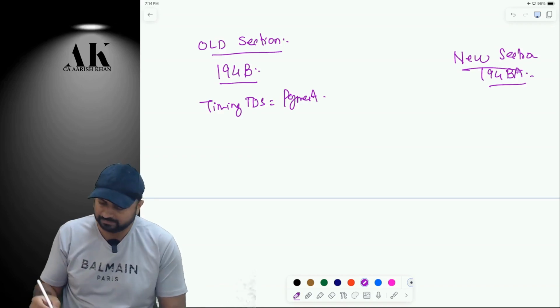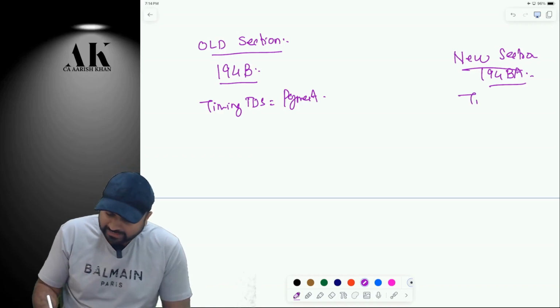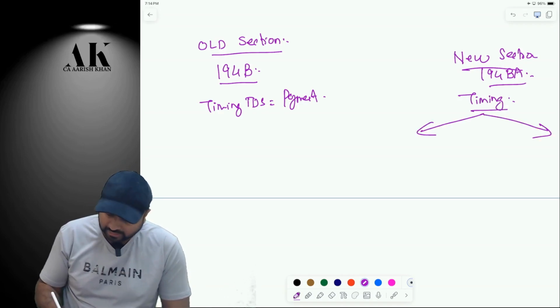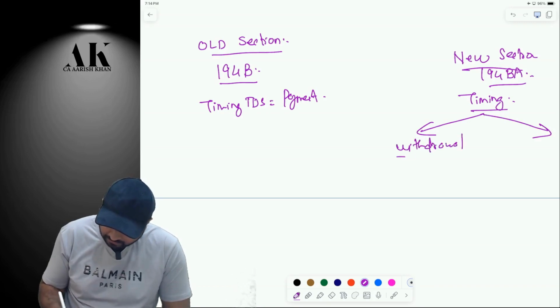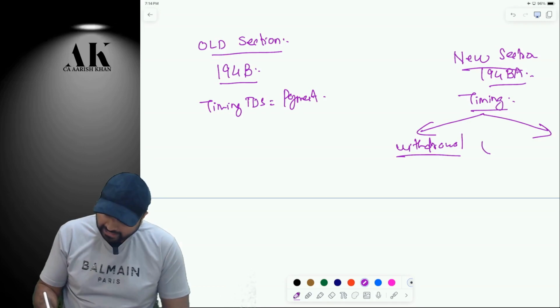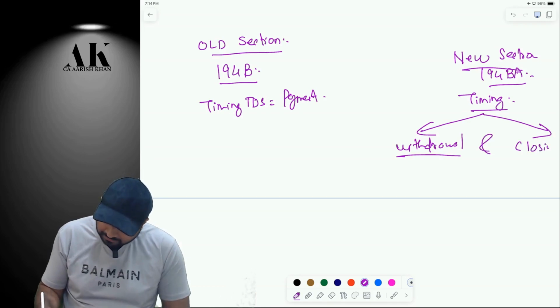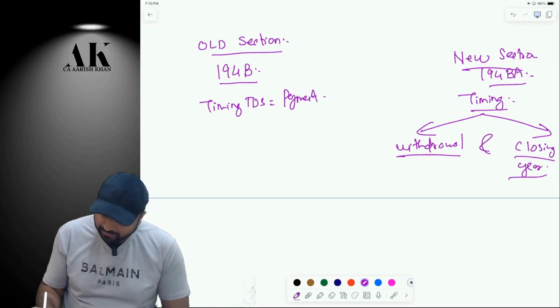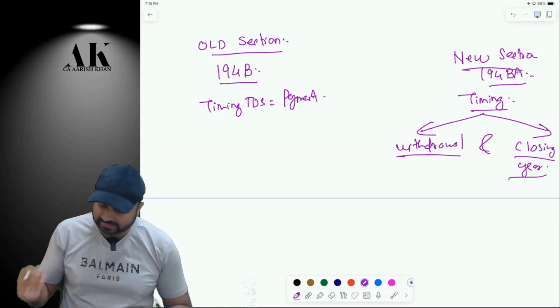In the new sections, the timing is slightly different. The timing says that you should deduct TDS at the time of withdrawal. At the time of what? Withdrawal. And also at the time of closing year. Now, what do I mean by this? To understand this, let us take one example.